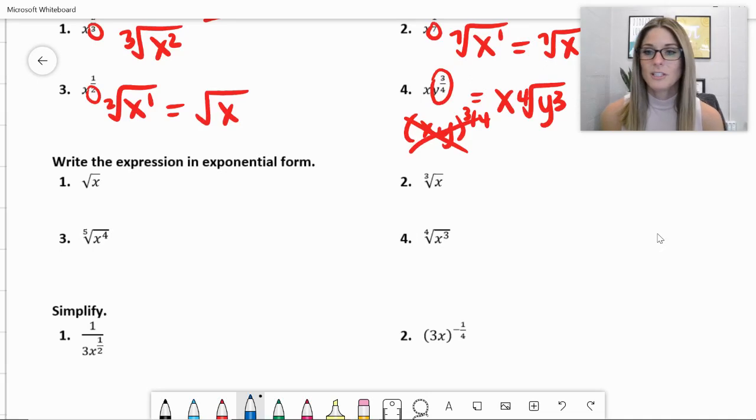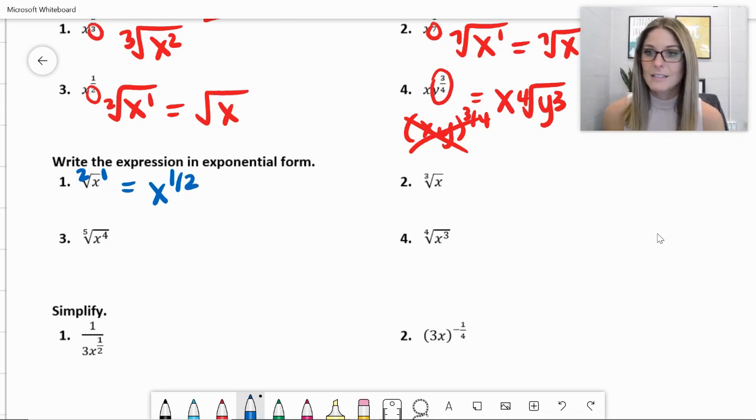In the next section, we're just going to work backwards. It's writing them in exponential. You can see all of our problems are in radical form, so we're switching it from radical to exponents. Number 1 is a plain old square root of x. Now, the index there is an understood 2. There's also an understood 1. So when you go to write this, it's x to the 1/2.